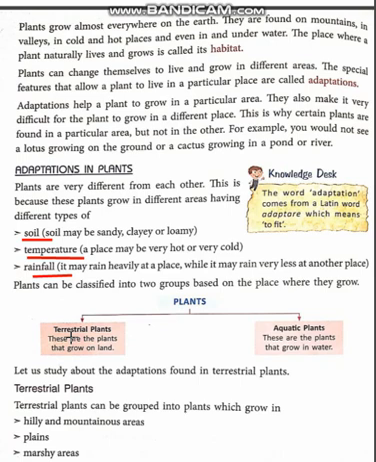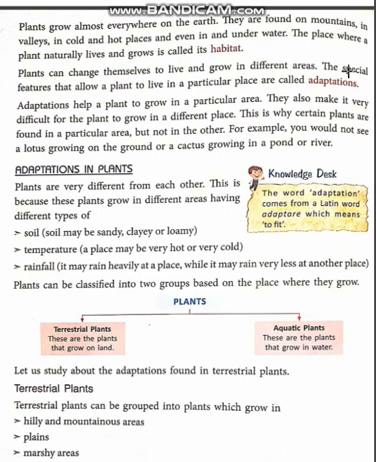One is the terrestrial plant and the other is the aquatic plant. See beta, our earth has two parts. One is water, the other is land. So broadly we classify according to that only. The water area becomes the habitat for aquatic plants, and the land area is the place for terrestrial plants. So the plants that grow on land are known as terrestrial plants, and the plants that grow in water are called aquatic plants.